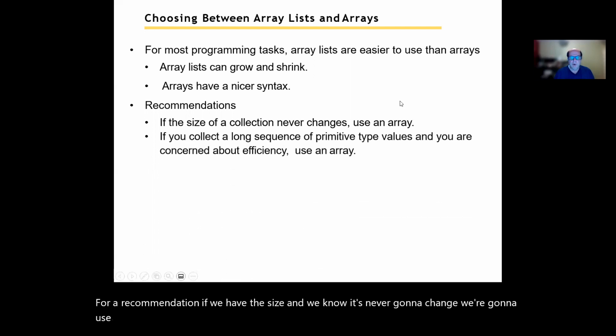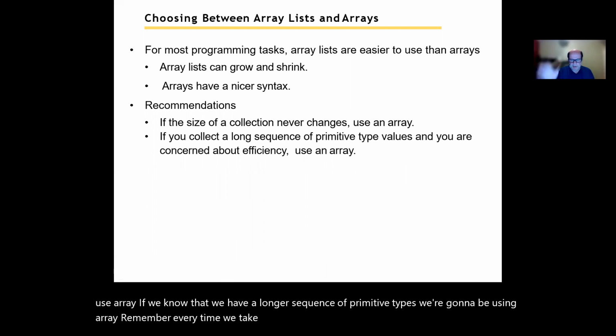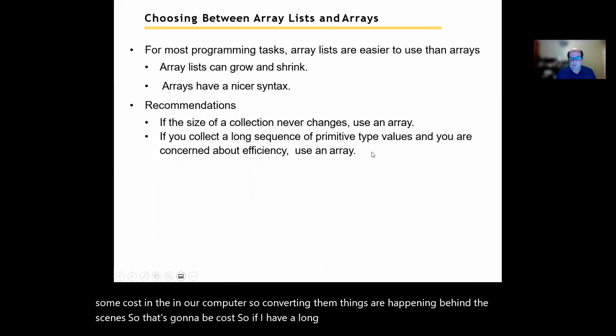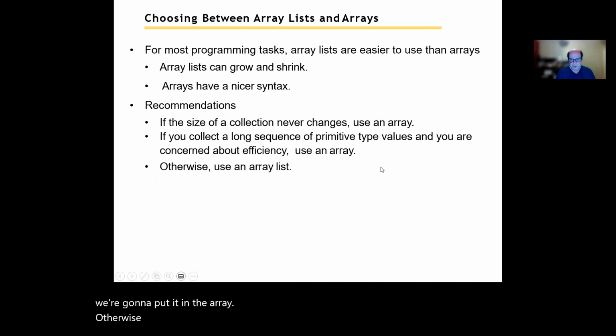If we know that we have a long sequence of primitive types, we're going to be using array. Remember, every time we take the primitive type and wrap it, there is some cost in our computer. Converting them, things are happening behind the scenes. So that's going to be a cost. So if I have long primitive types, we're going to put them in the array. Otherwise, we're going to be using array list.